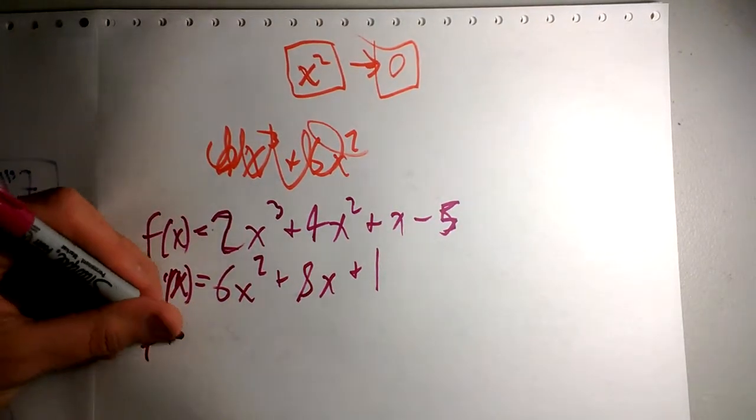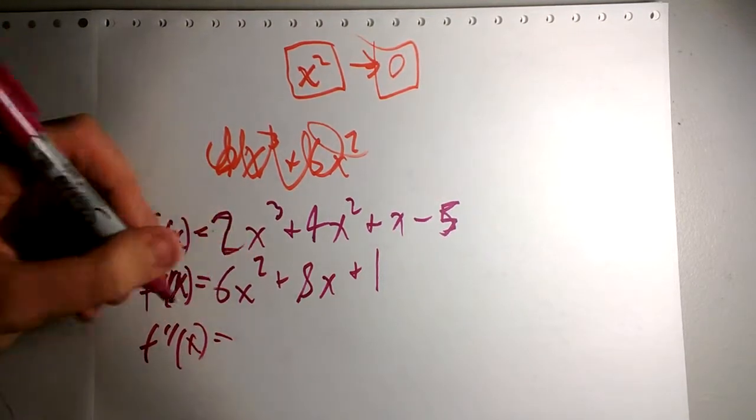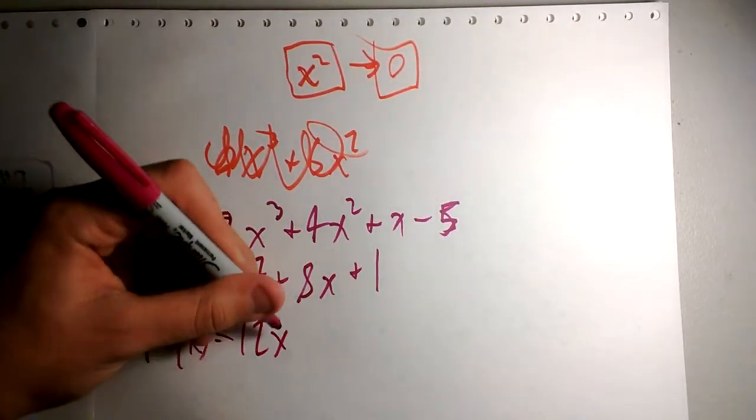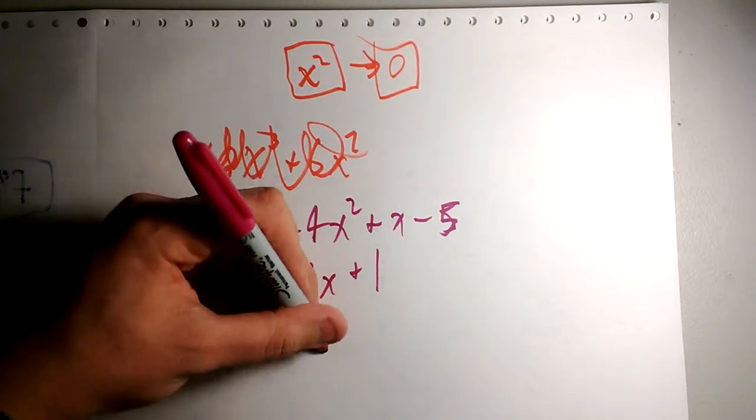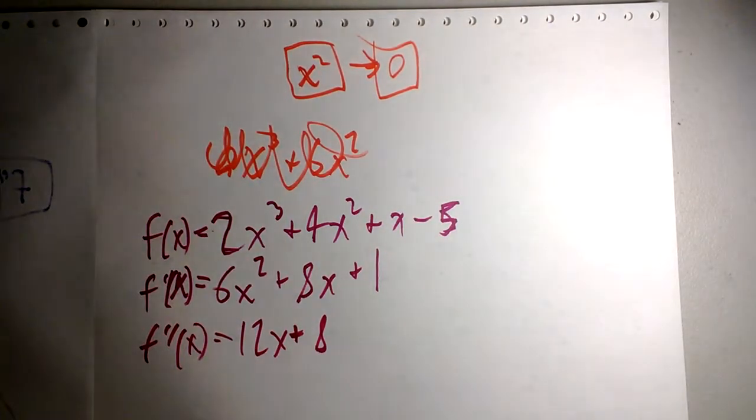Let's just get our second derivative right out of the way. So bring down the 2. 2 times 6 is 12. 12x, derivative of that is 0. Derivative of this is just 8. That's the slope of that. So now we have 3 equations.